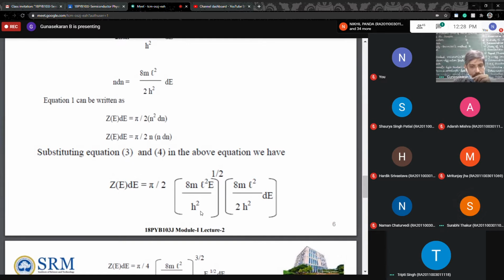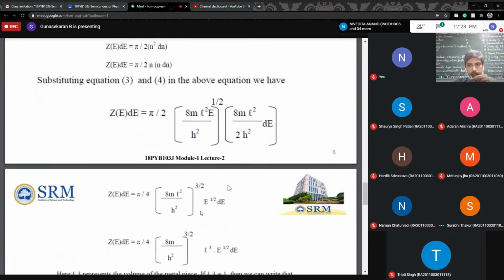3 by 2. Yes. In the next step, I am going to take the 2 outside. Already pi by 2 is there, so now I take 2 also, that is pi by 4, (8 m L square by h square) whole power 3 by 2, then E power 1 by 2 into dE. So that is the term.